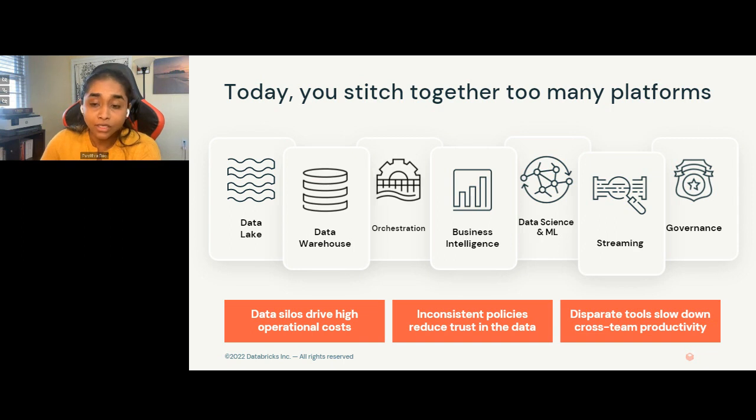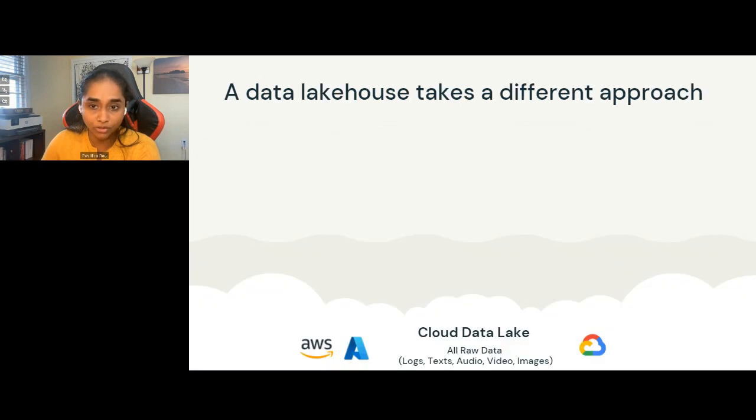The data lakehouse, on the other hand, offers a very different approach. It starts landing all the data in the cloud data lake, irrespective of which cloud vendor you have, AWS, Azure, or GCP. It's a multi-cloud platform where you can work on more than one cloud vendor at a given time in a unified approach.